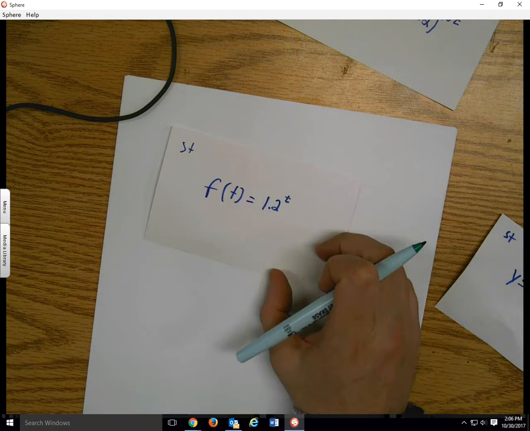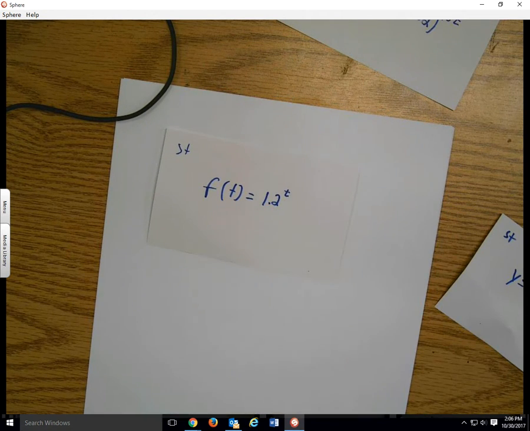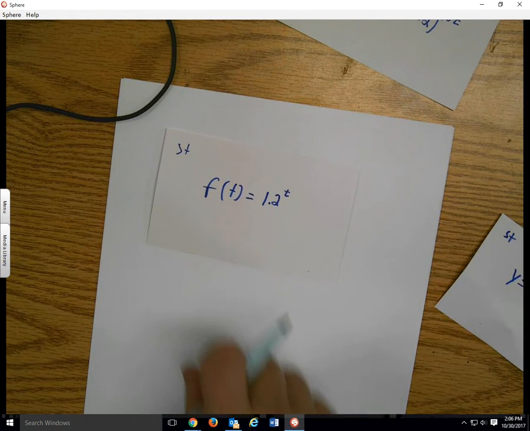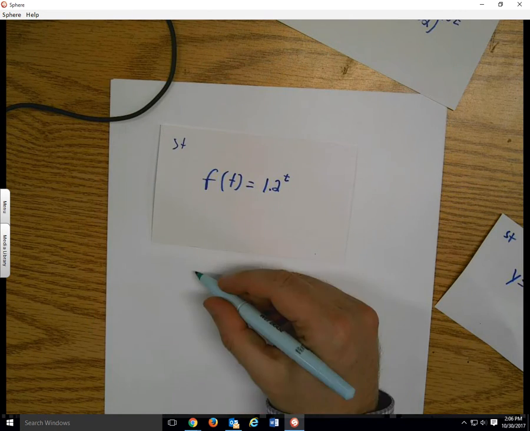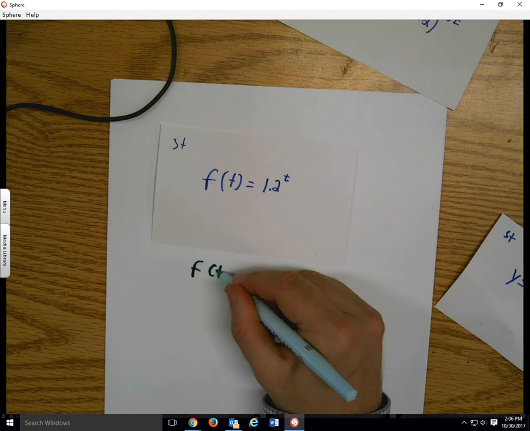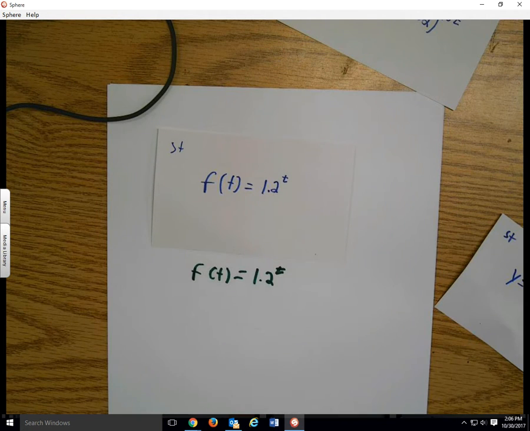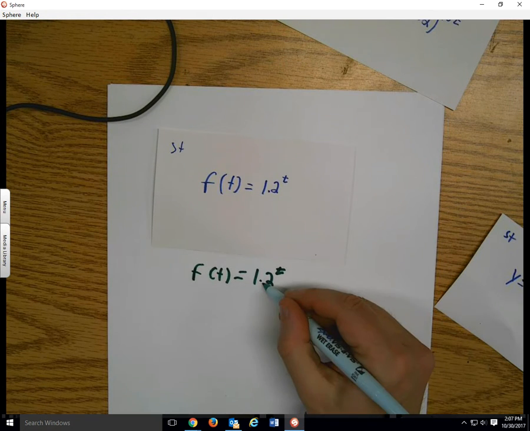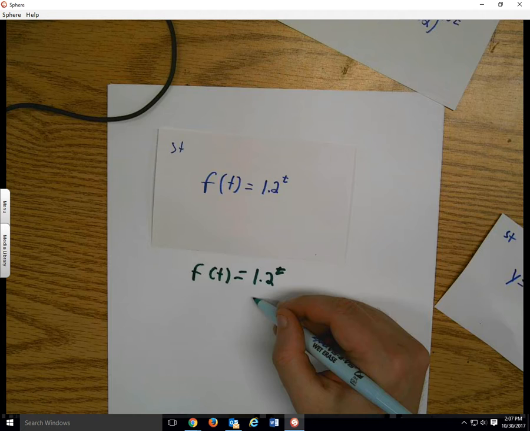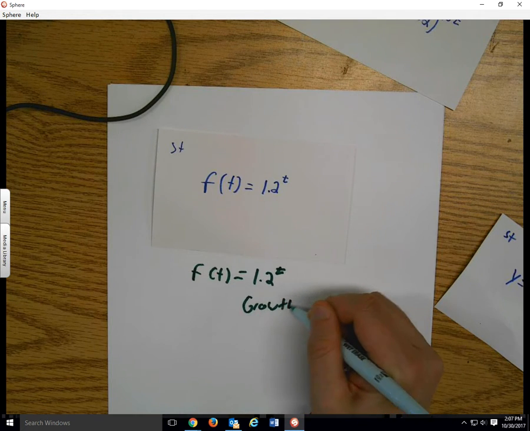This one's actually a much easier one because it's just a t. See if you can figure out if it's exponential growth or decay. Okay, so we have f of t equals 1.2 to the t, well, it looks like it's just growth because you can see that it's already set up, and 1.2 is more than 1, so it's just growth. Not really any work to do on that.